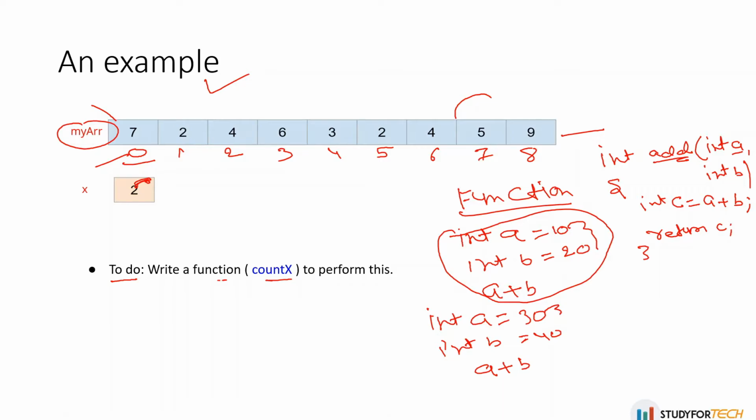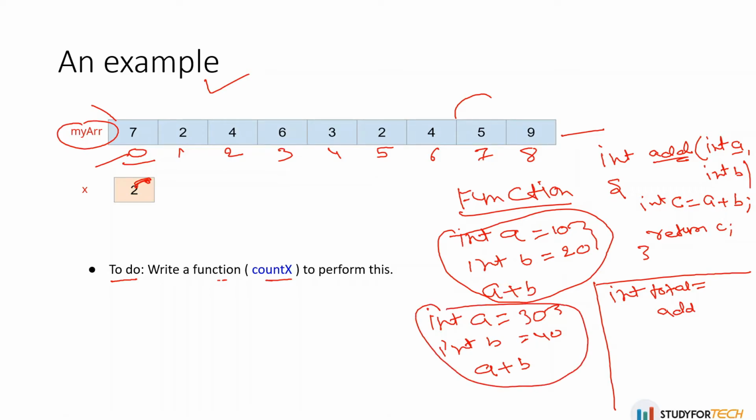Now I will write one piece of code here. Let's suppose I want to add 50 and 60. So I will define one integer, let's suppose total, and I will call this function. Rather than writing this code multiple times, I will just call this function with 50 and 60. And this function will return after adding these two numbers.